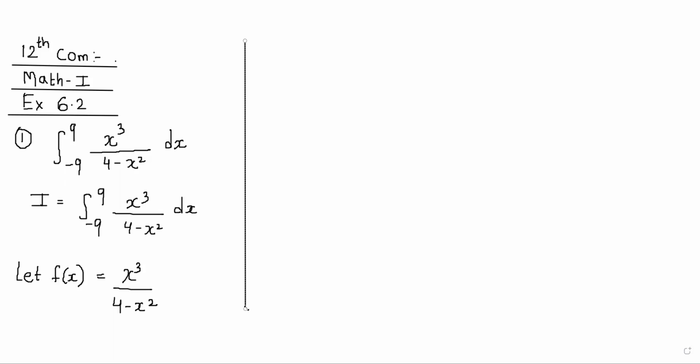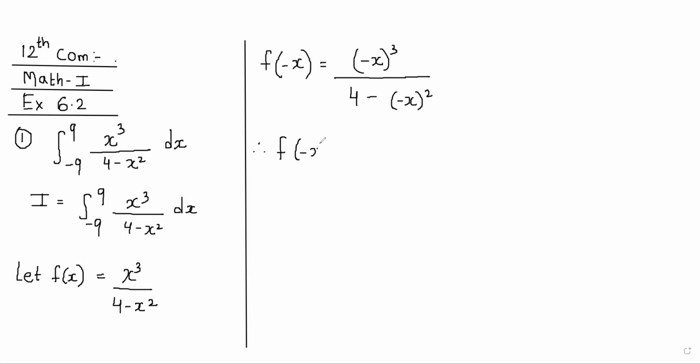So the next step is, therefore f(-x). In the place of x we are writing minus x. So it will be (-x) the whole cube upon 4 minus (-x) the whole square. Therefore f(-x) is equal to minus x the whole cube, which is nothing but minus x cube, then 4 as it is, minus (-x) the whole square, which is nothing but x square.